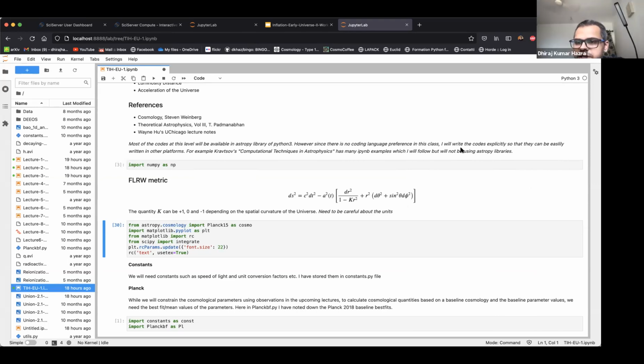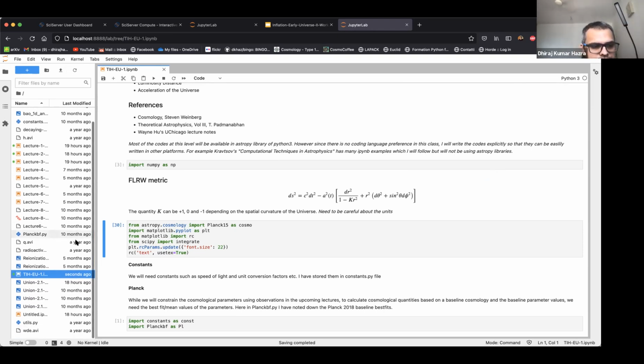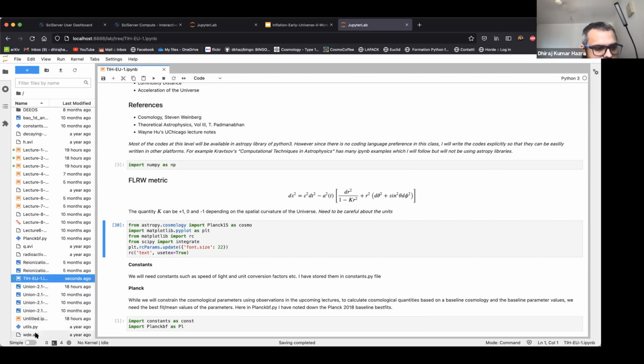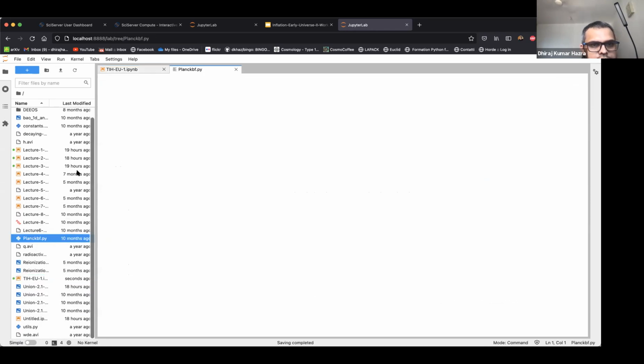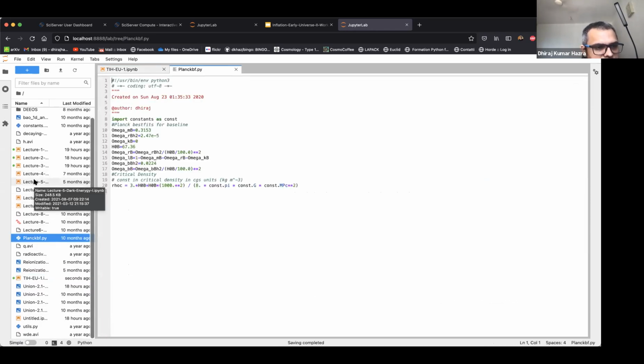So I have shared three files with you. One is TIHEU1.ipynb, one is constants.py and planckbf.py. Please keep all of them in a single directory and just open in your JupyterLab or Jupyter Notebook only the TIHEU1. And I'm going to also show what planckbf and the other are.